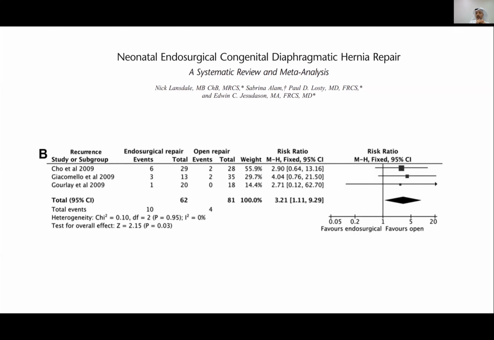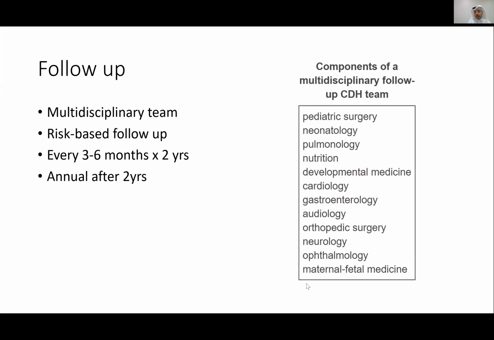So what about follow-up? It is important to have a multidisciplinary, long-term follow-up for these patients. These are the specialists who actually need to look at these patients regularly. It should be a risk-based follow-up, meaning that the patient who had a high risk should be followed much more closely. I generally would do 3 to 6 months for the first 2 years and then annual after 2 years. And they come with chest x-rays.